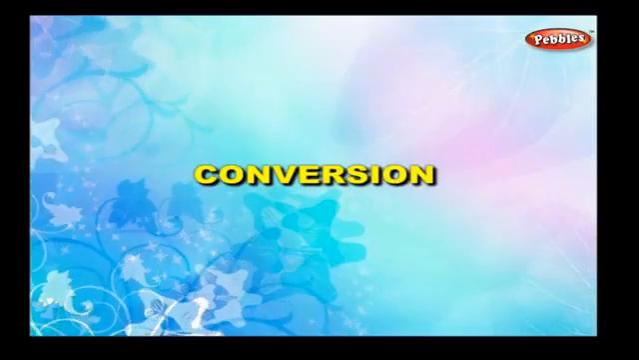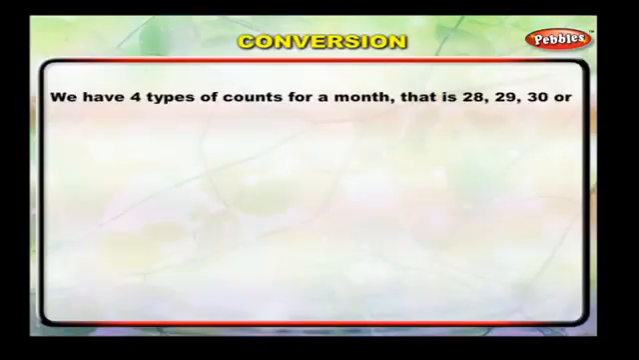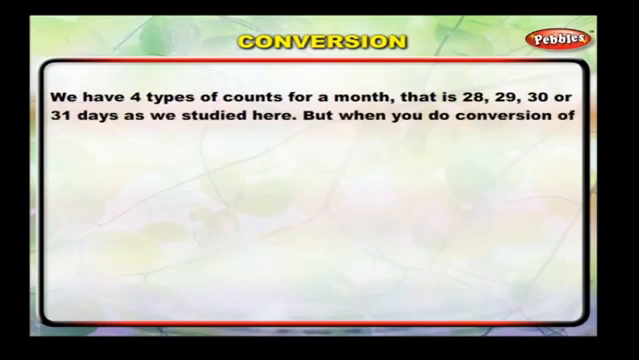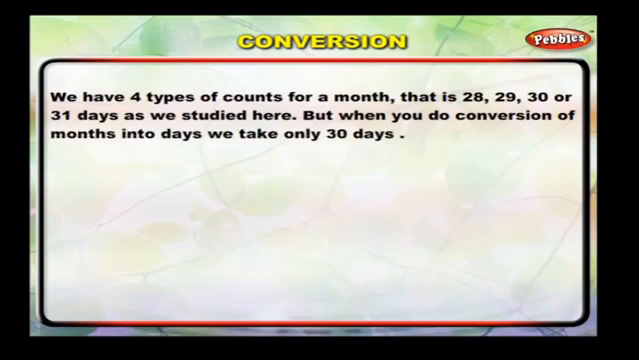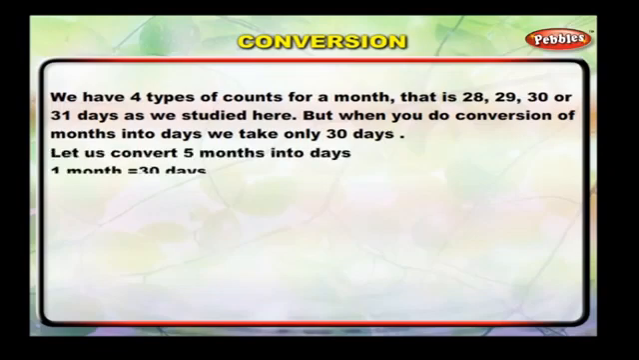Conversion. We have 4 types of counts for a month, that is 28, 29, 30 or 31 days as we studied. But when you do conversion of months into days, we take only 30 days. Let us convert 5 months into days. 1 month is equal to 30 days. 5 months is equal to 5 into 30, which is equal to 150 days.